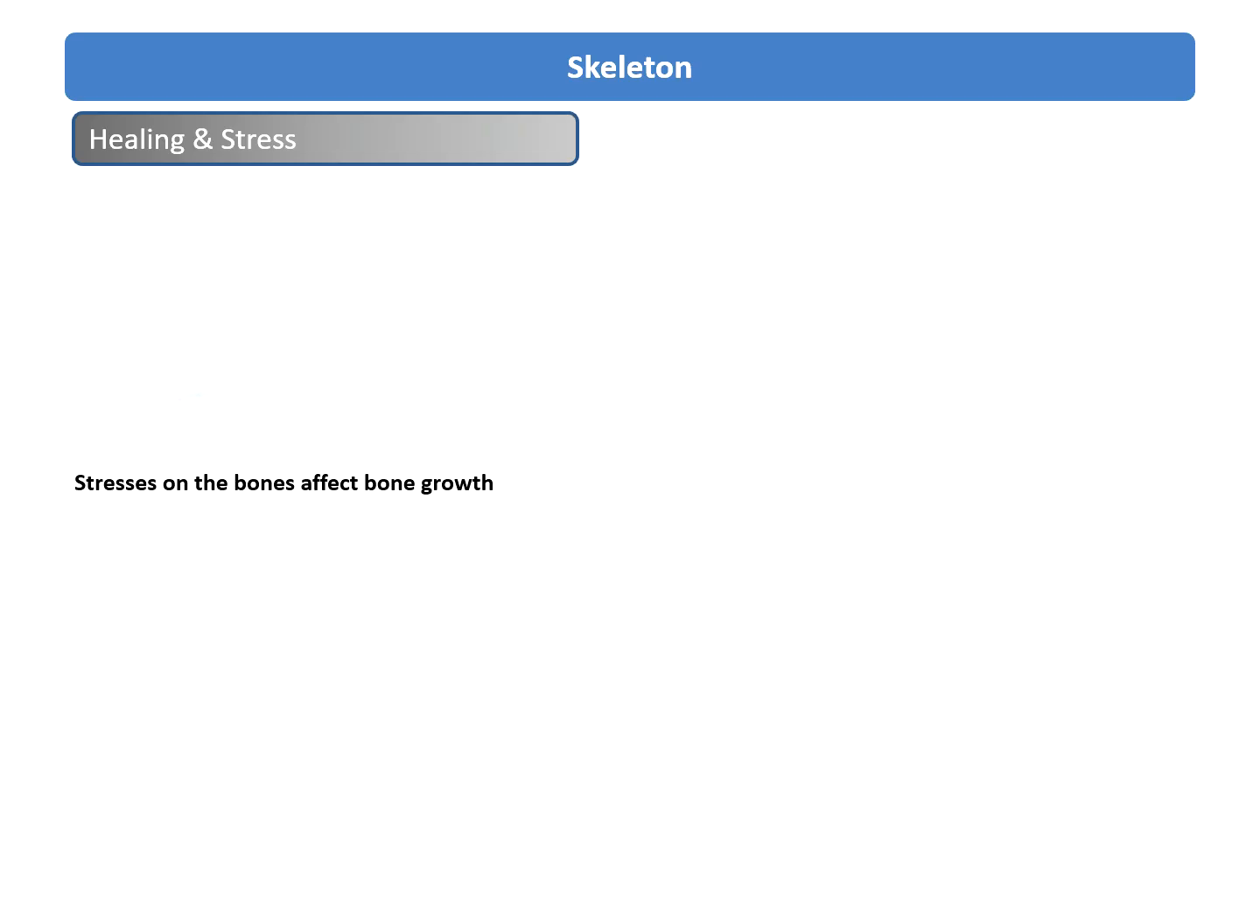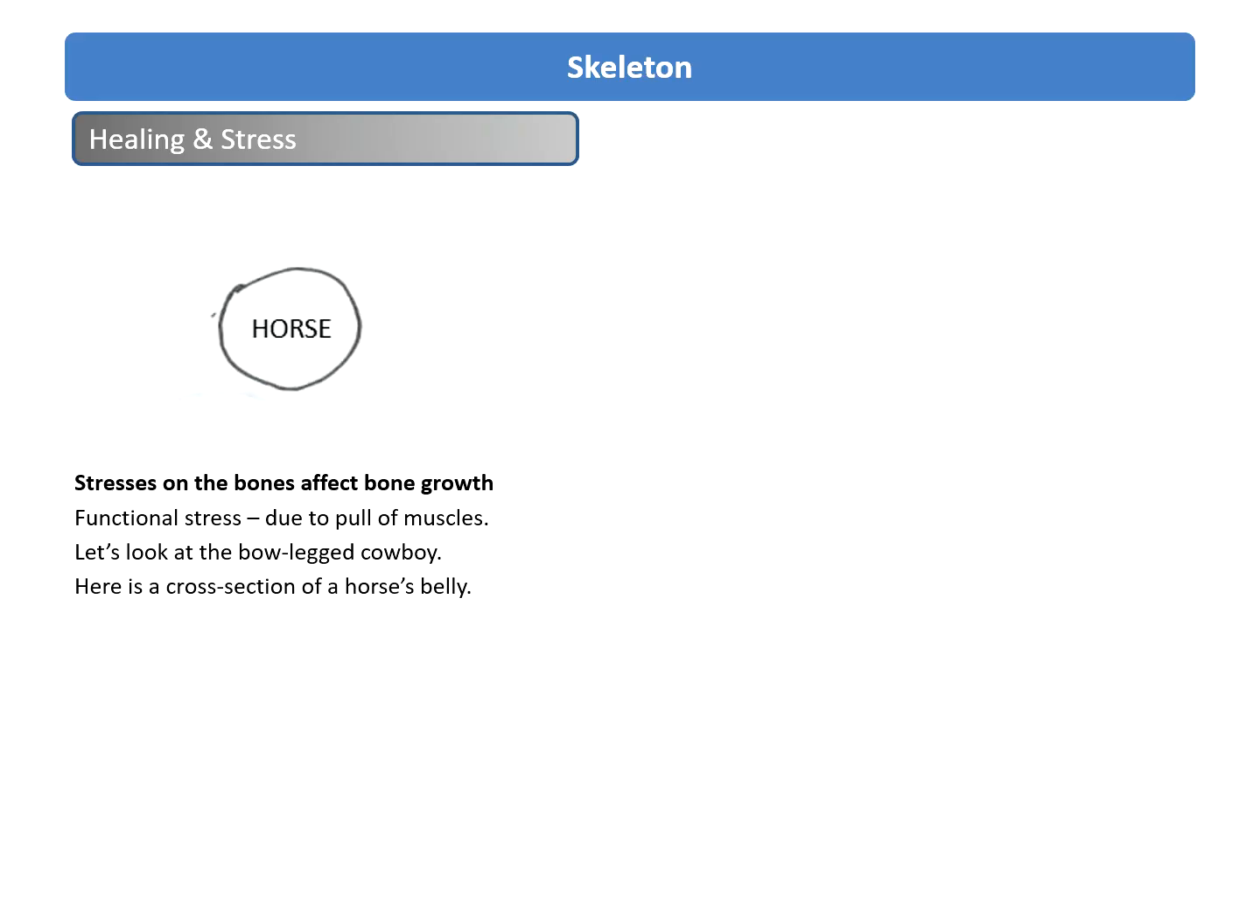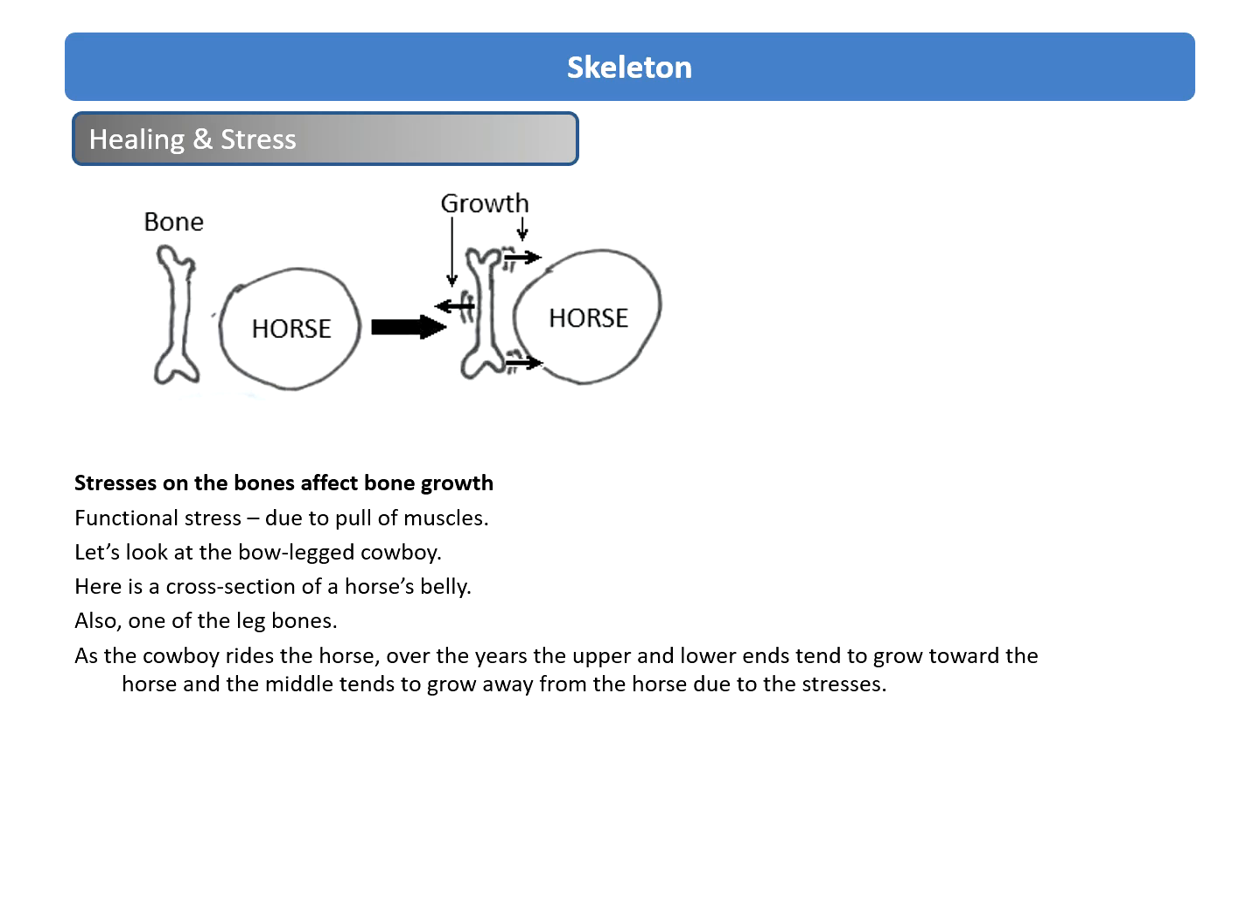Let's look at the effect stresses have on bone growth. We'll look at a functional stress, a stress due to the pull of the muscles. Let's look, in fact, at the bow-legged cowboy. Here's a cross-section of the horse's belly. Also, there's one of the leg bones.